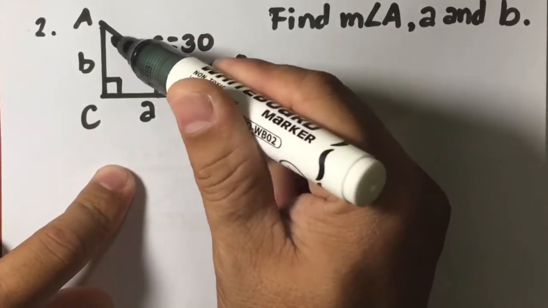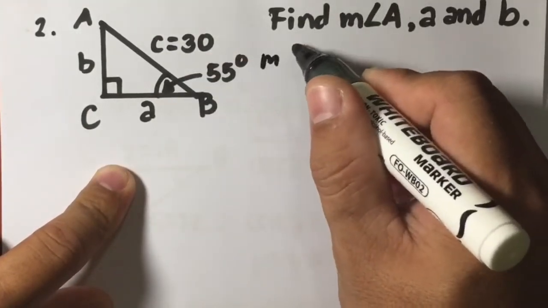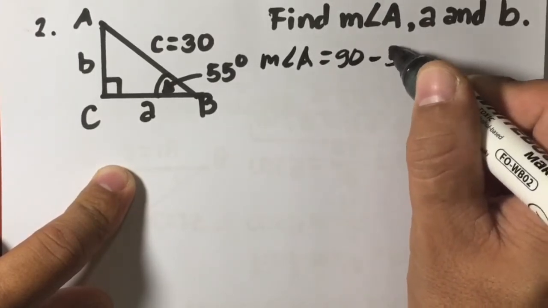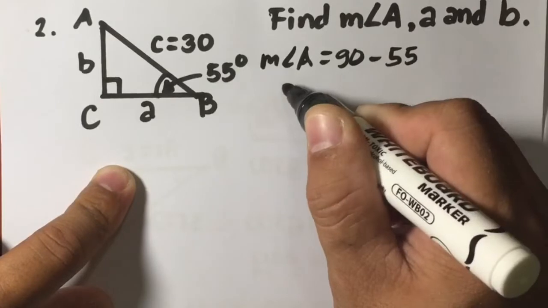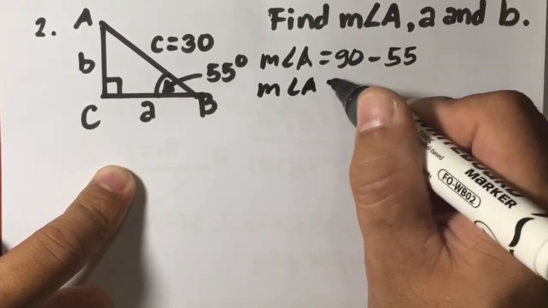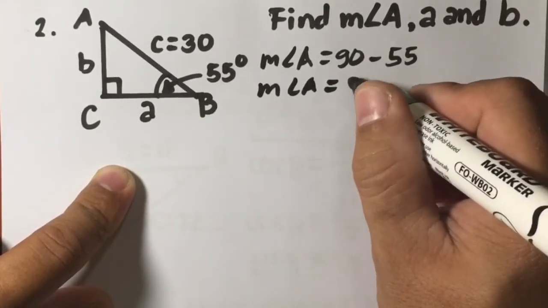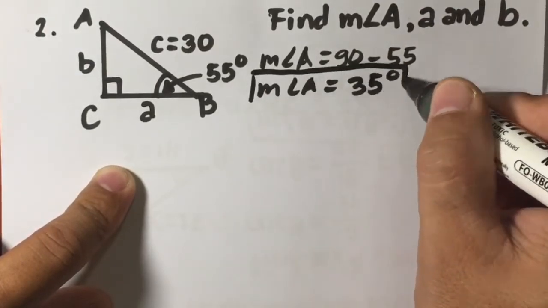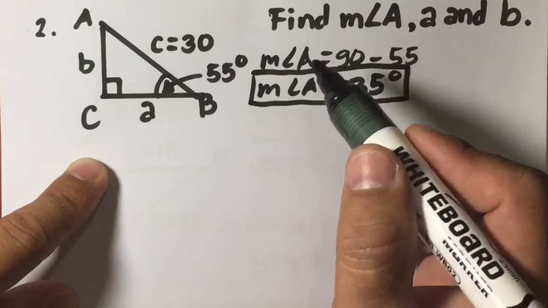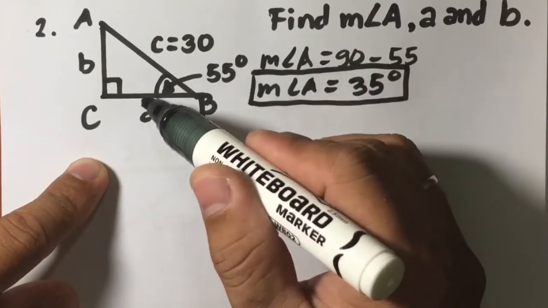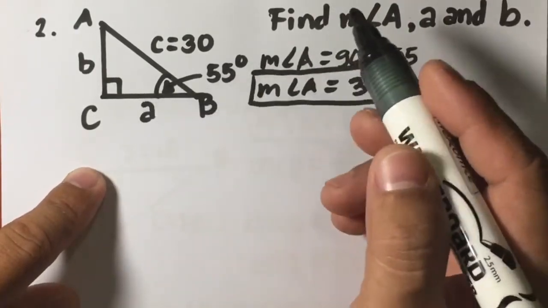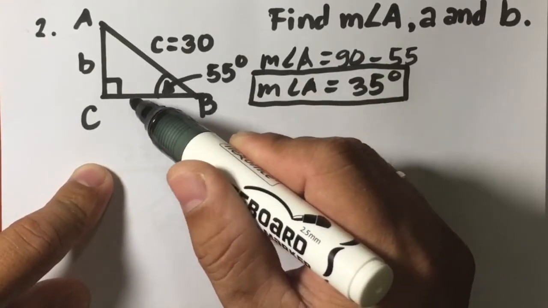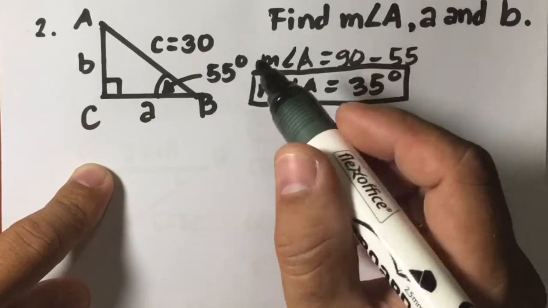So this right angle here is equal to 90. So the measure of angle A is equal to 90 minus 55. So the measure of angle A is equal to 35 degrees. Then to find the length of A, we're going to use the hypotenuse, and this is the adjacent, so we're going to use cosine.